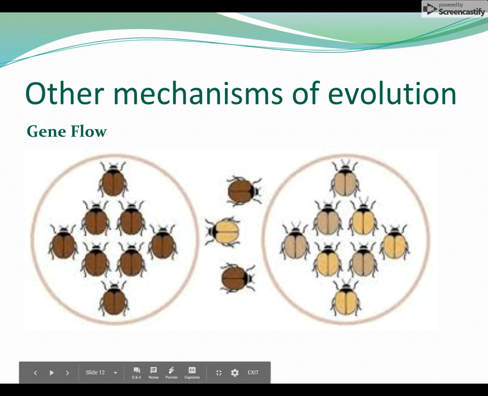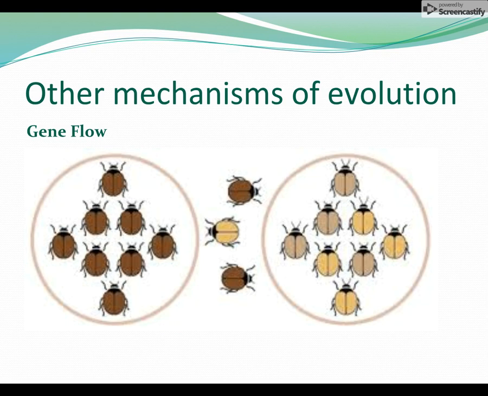So we're going to be talking about other mechanisms of evolution in this video. We talked about microevolution. We talked about how the average phenotype for populations can shift and change with directional, stabilizing, or disruptive evolution. Now we're going to talk about other mechanisms of evolution. The first one we're going to talk about is gene flow.